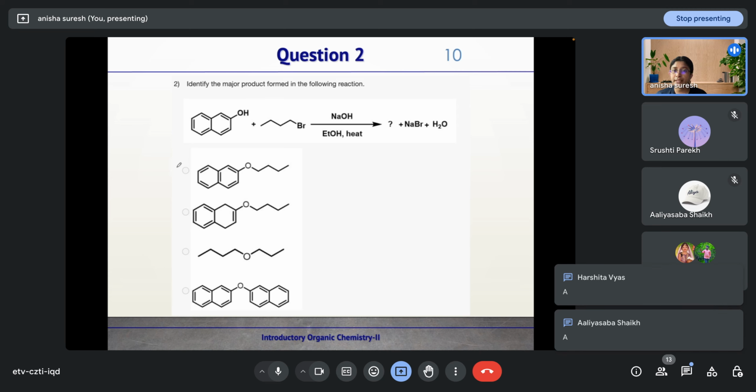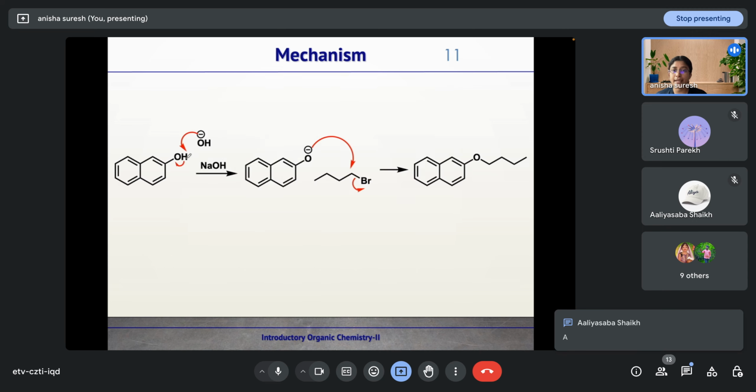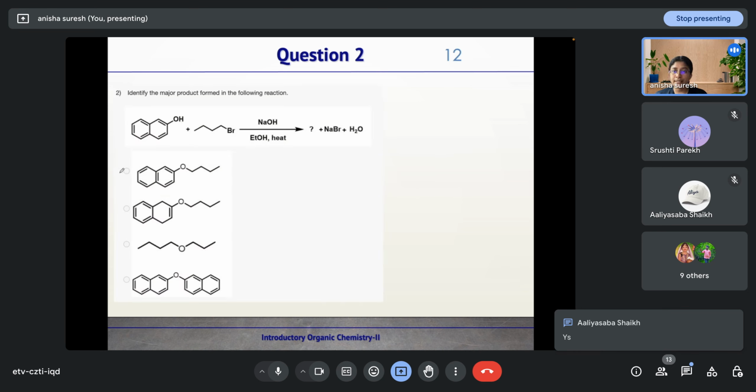Yeah, option A will be the right answer. So we can see the mechanism. The OH minus will be acting as a base. It will abstract the proton and this O minus will be formed. That O minus can attack this alkyl halide by an SN2 mechanism. So this Br will be leaving and it will lead to formation of this ether. Is the mechanism clear? Okay. So the right option is option A.